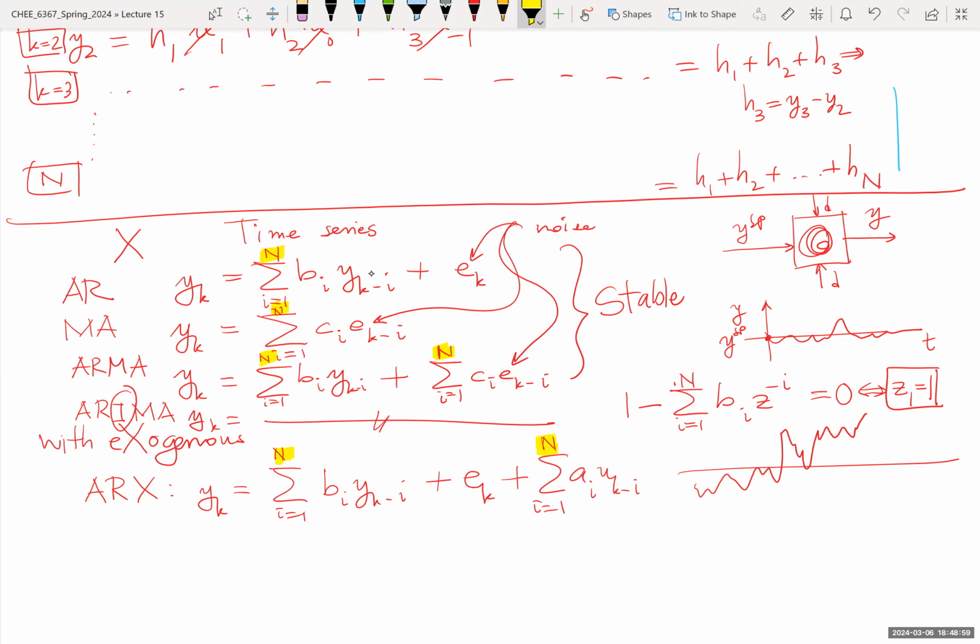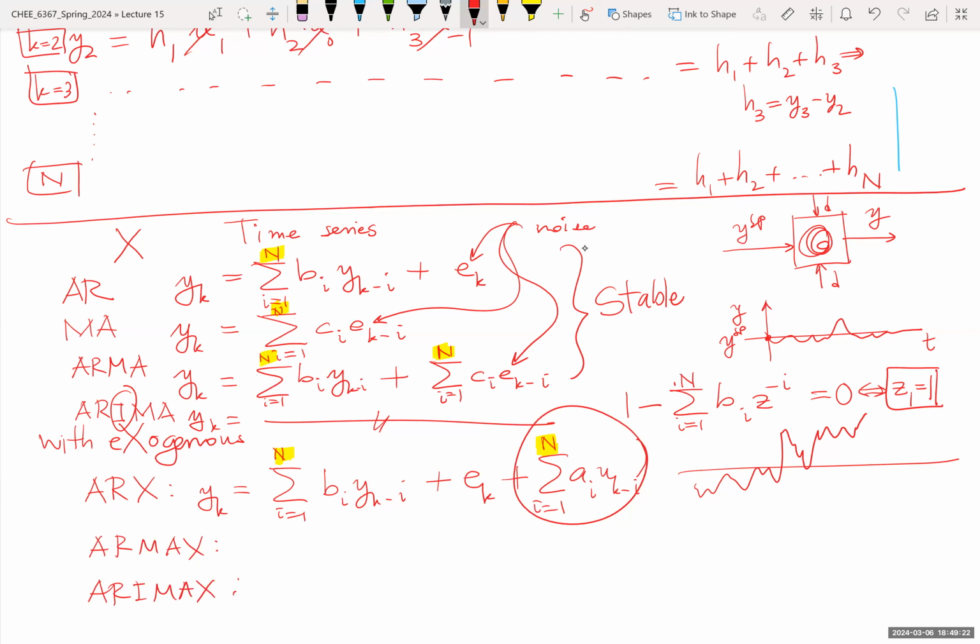And you realize now what it will take to write an ARMAX. I'm not going to do this. You can do this for fun if you want. Just add this term here to the ARMA model, and you can have an ARMAX model. So you can add this term to the ARMAX model and so forth.